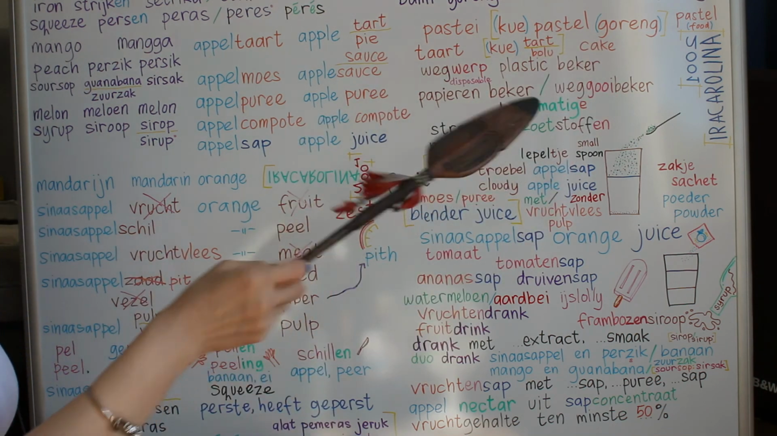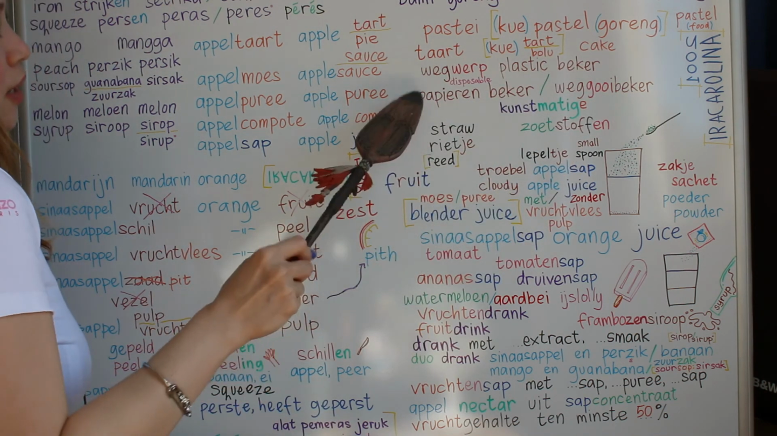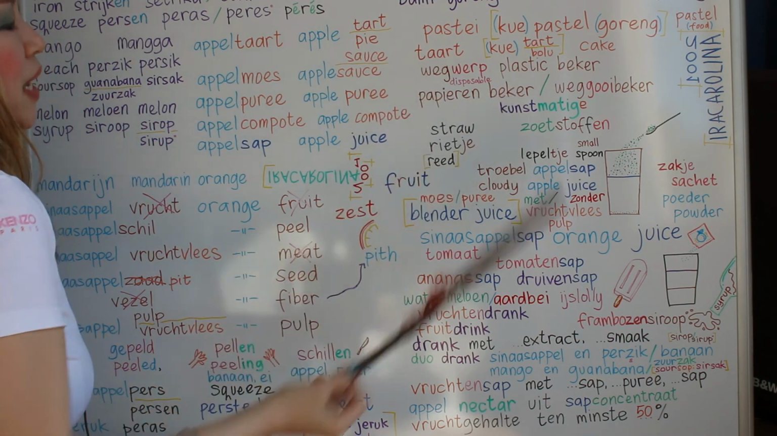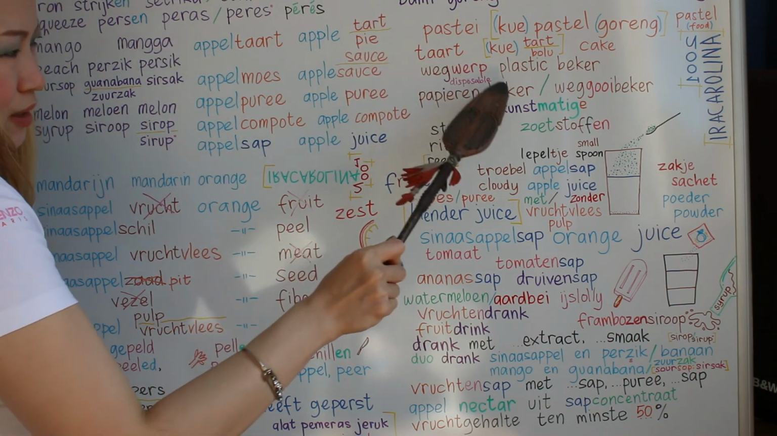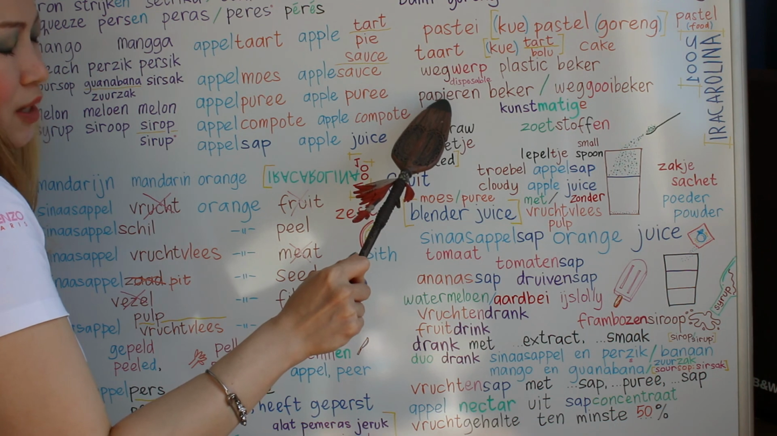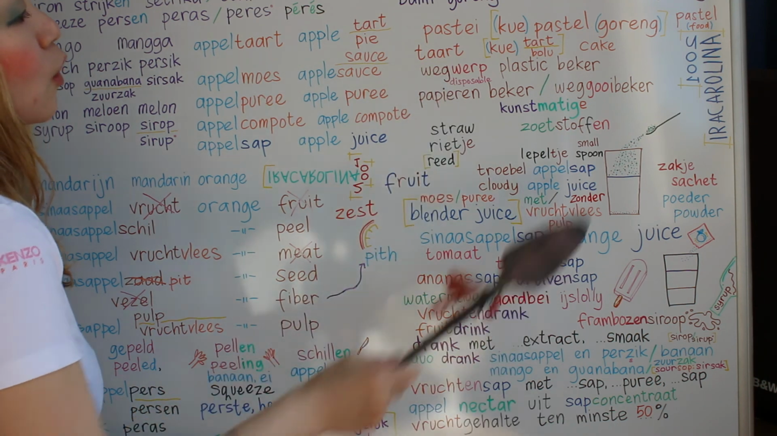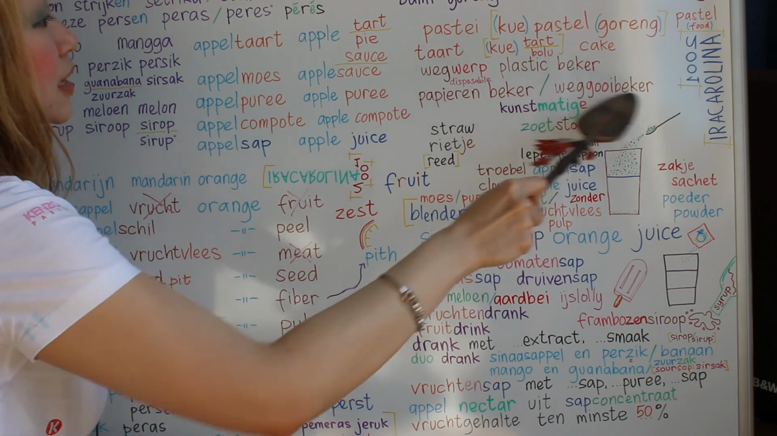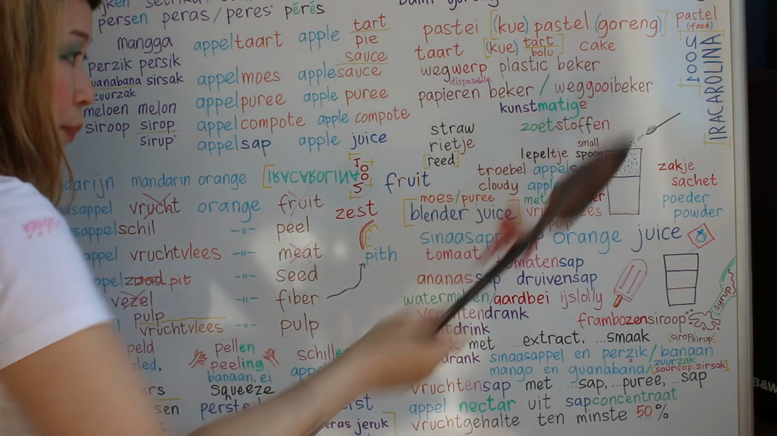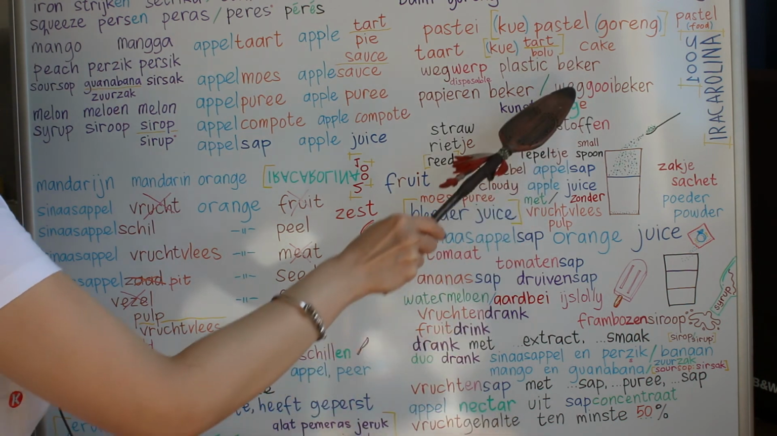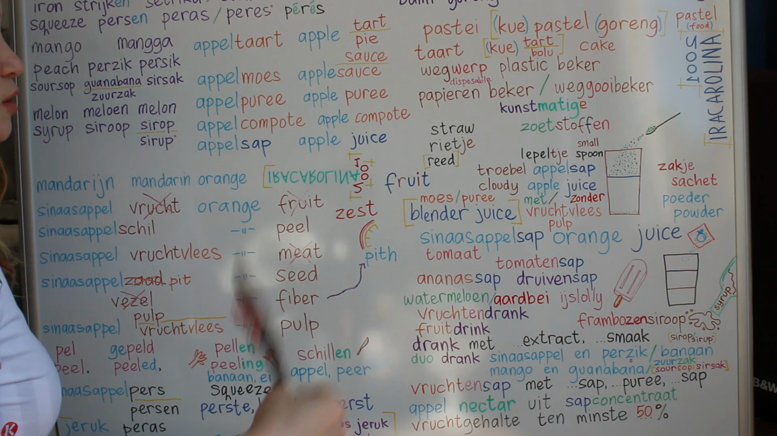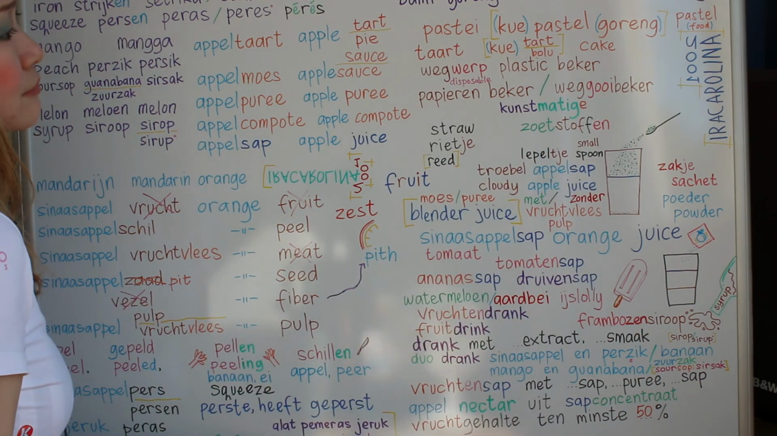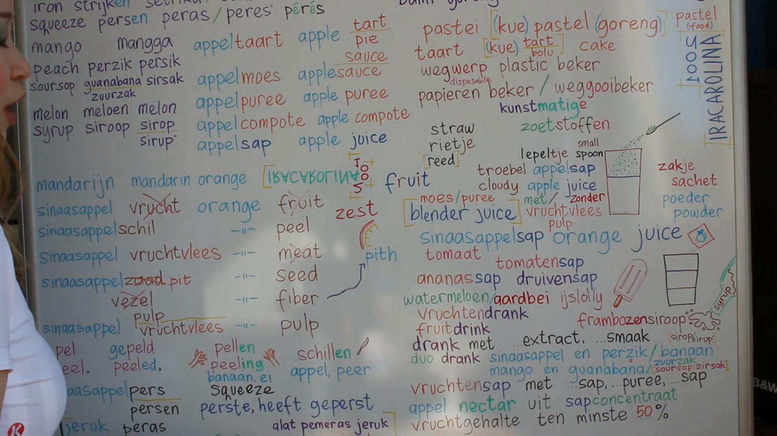Last one, paper cup, papieren beker. Cup made of paper, papieren. Or we can also say it like this one, wegooibeker. Weg is go, or can also be away, can also be road. Gooi, throw. Beker, cup. One word, wegooibeker.